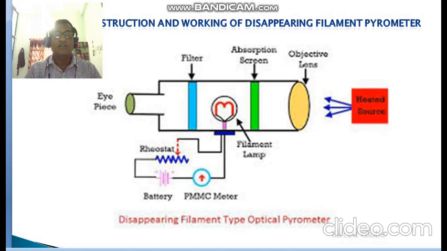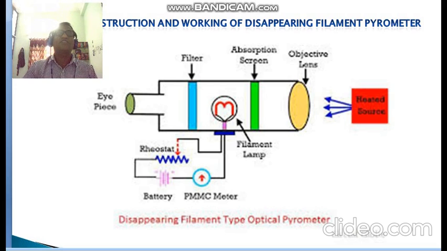In this slide, we are discussing the construction and working of the disappearing filament. This is a schematic diagram of the disappearing filament type of optical pyrometer. We call it a disappearing filament type of optical pyrometer because the image or the spectrum forming inside the telescope disappears in the process. Therefore, this type of optical pyrometer is known as a disappearing filament type of optical pyrometer.